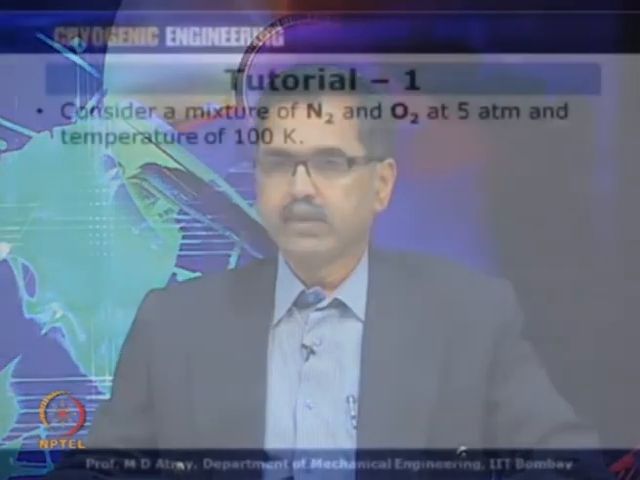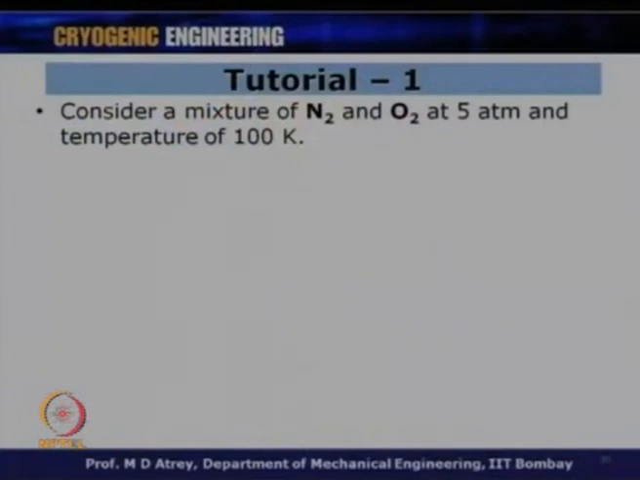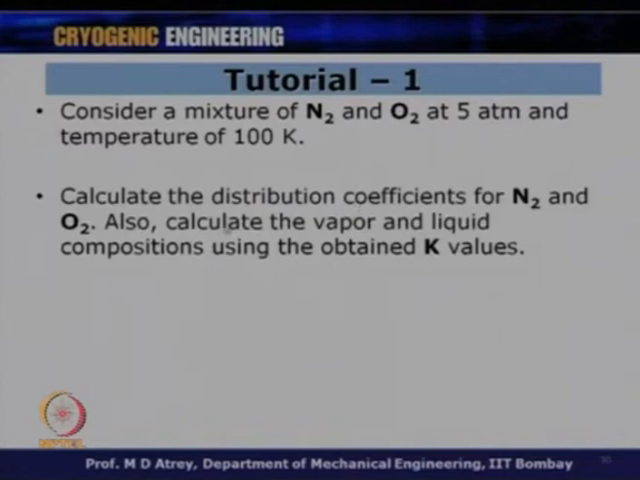In order to clear some concepts, I would like to take 2 tutorials, and once you solve these, a lot of concepts will get clear. So, my tutorial 1 is: consider a mixture of nitrogen and oxygen at 5 atmosphere and the temperature is 100 Kelvin. The mixture temperature is 100 Kelvin, the mixture pressure is 5 atmosphere. What do I want to calculate? Calculate the distribution coefficient of nitrogen and oxygen. Also calculate the vapor and liquid composition using the obtained K values.